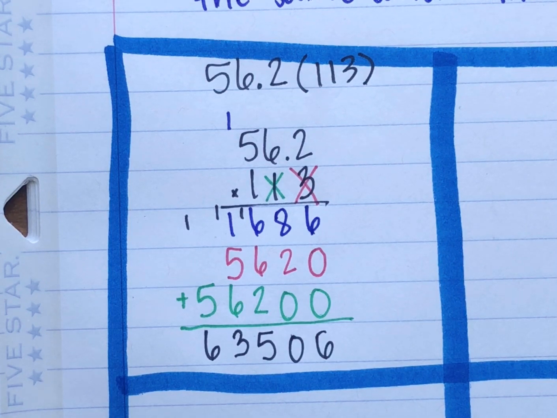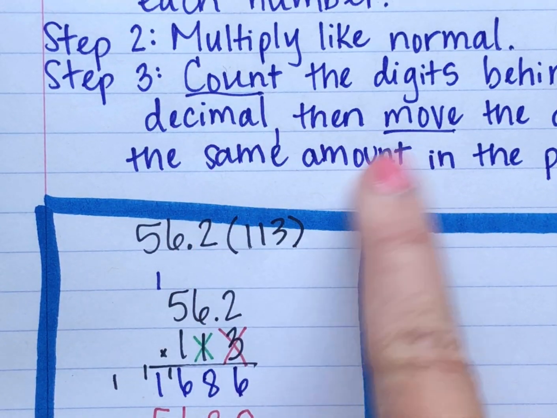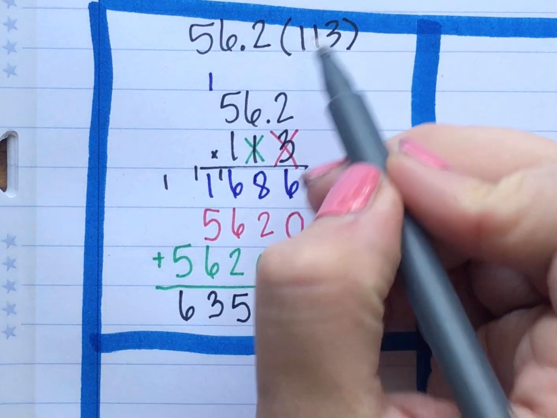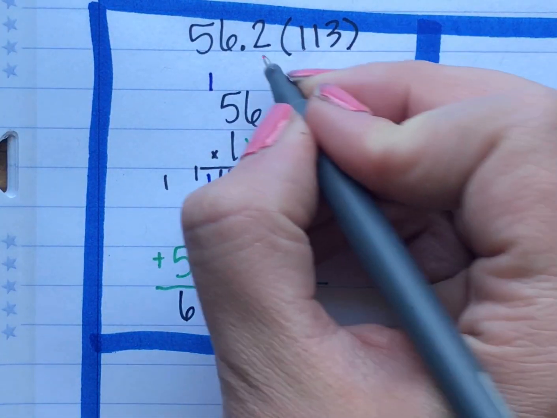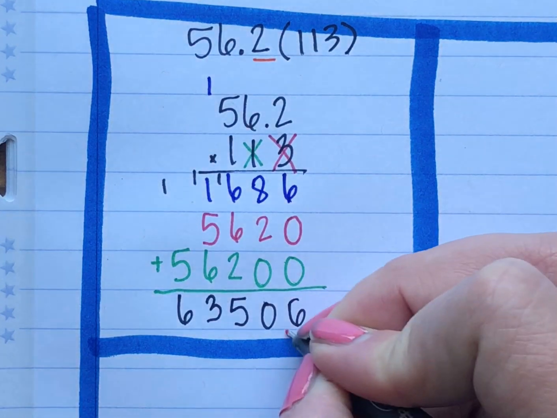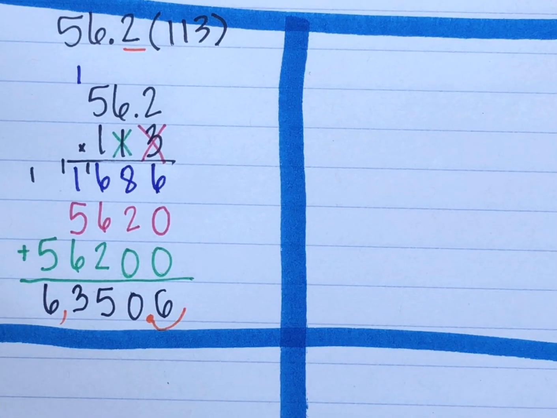So our last step, if you look back up at step number 3, it says to count the digits behind the decimal and then move your decimal. So that's exactly what we're going to do. We're going to count the digits behind the decimal in the problem. I can actually do that from the very top. I see 1 digit behind the decimal. So that means I'm going to move my decimal 1 space. So this would be 6,350 and 6 tenths.